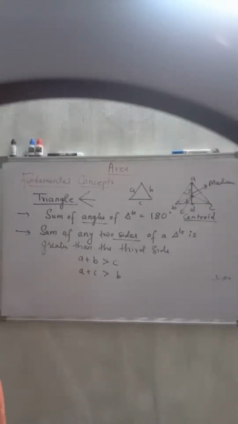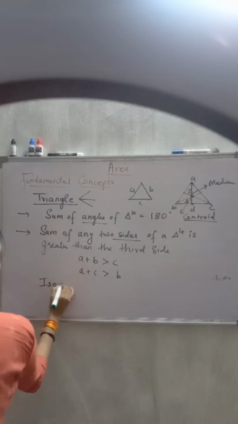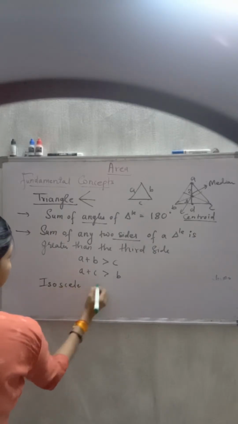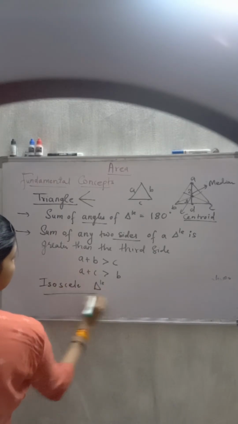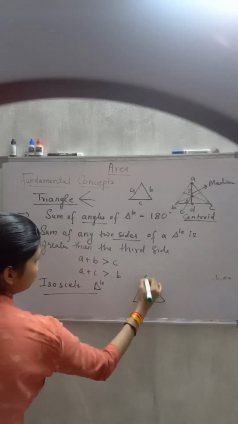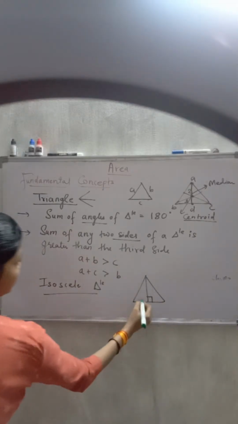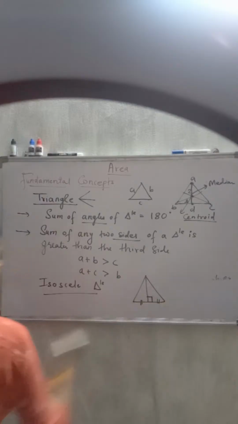Next is isosceles triangle. What is isosceles triangle? The triangle in which two sides are equal. In isosceles triangle, the altitude bisects the base. Altitude bisects the base. isosceles triangle में altitude जो है वो base को bisect करता है.